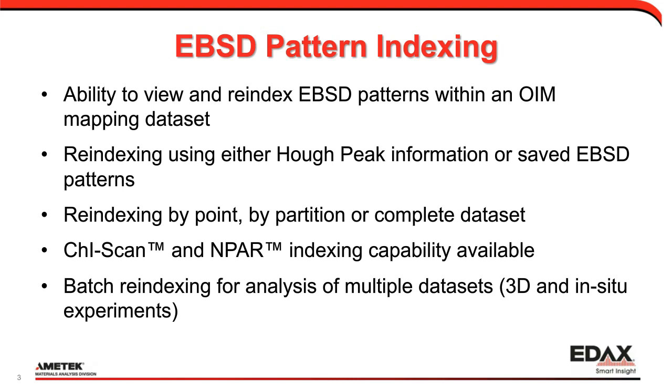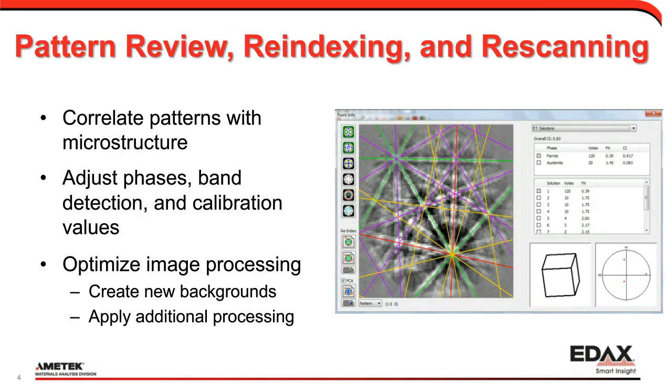Now, why would I want to do some of this reindexing? Well, I can correlate the patterns with the microstructure a little bit, so I can say, okay, here's what's going on. And then I can also adjust the phases. I can change the band detection, so I can actually fiddle with the Hough quite a bit. And I also can fiddle with the calibration value if it's a little bit off. I would say for the average user, the calibration is not that important because it's done by the system ahead of time, and you don't need it.